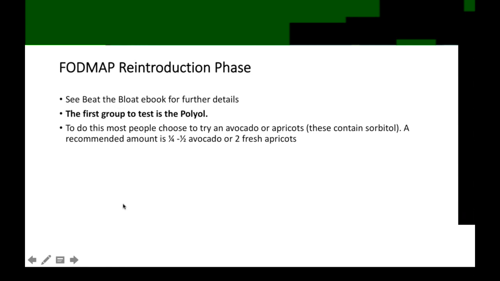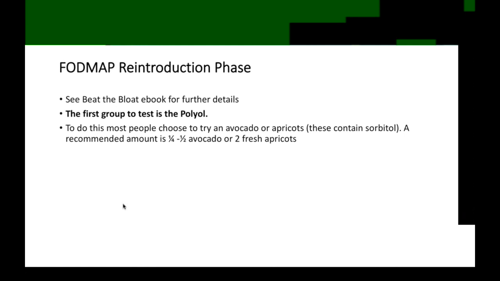Then, as you are getting your symptoms reduced and you're on an antimicrobial program, you need to start looking at which of the FODMAP groups most affects me. And this is what we call the reintroduction phase. So again, I've given you lots of detail in the Beat the Bloat book, but I just want to go through it. The first group we generally test for is the polyol group.